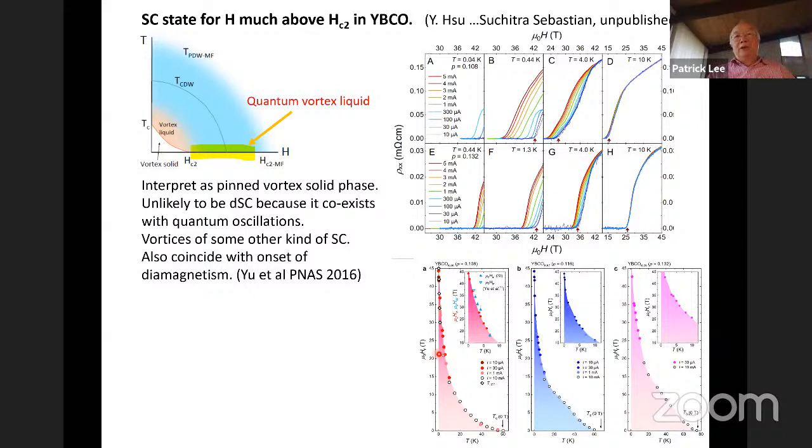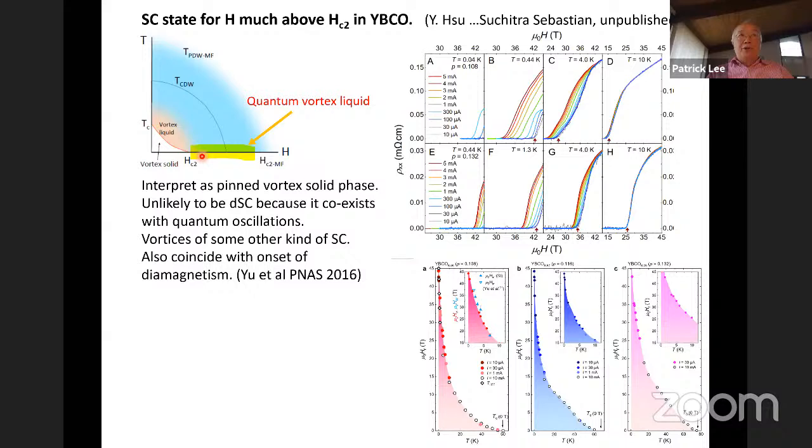This is your standard vortex solid phase diagram. But now this actually extends up to 45 tesla, and maybe even more. And this is true for all the underdoped samples that we see. So experimentally now we have evidence that superconductivity survives up to very high field at low temperature.